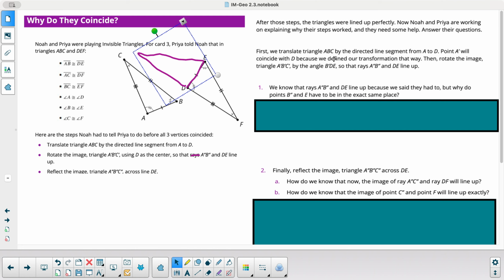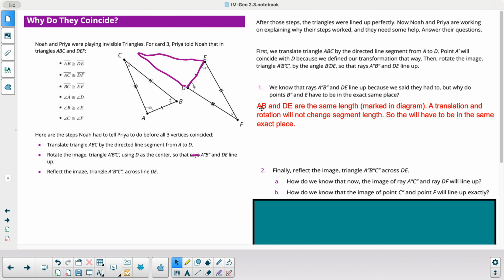First, we translate triangle ABC by the directed line segment from A to D. Point A prime will coincide with D because we defined our transformation that way. Then rotate the image, triangle A prime, B prime, C prime, by angle B prime DE, so that rays A double prime, B double prime, and DE line up. We know that rays A double prime, B double prime, and DE line up because we said they had to, but why do points B double prime and E have to be in the exact same place?